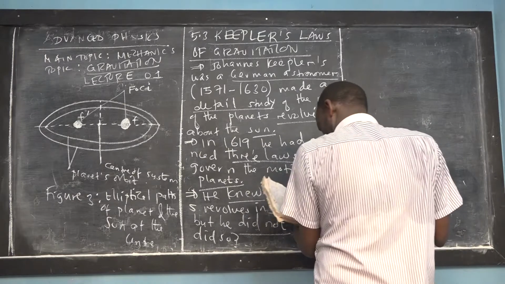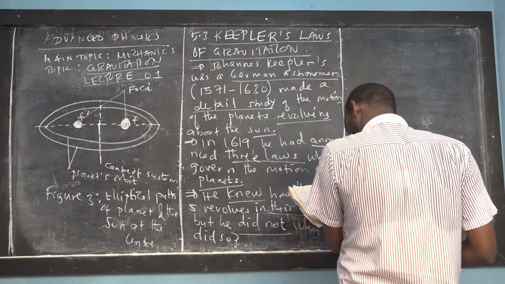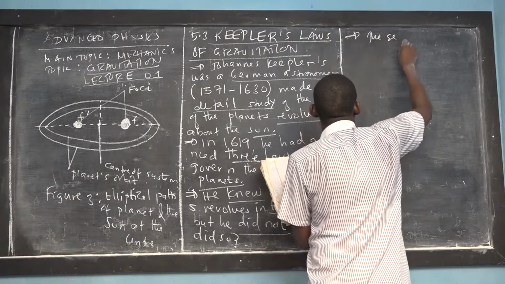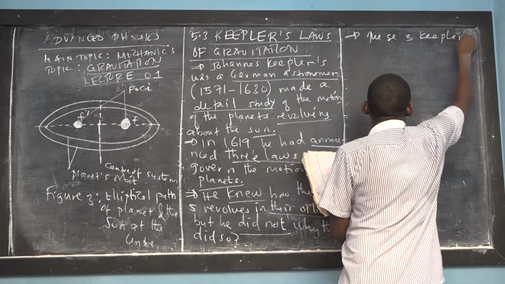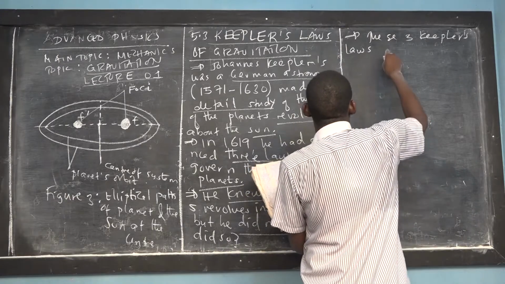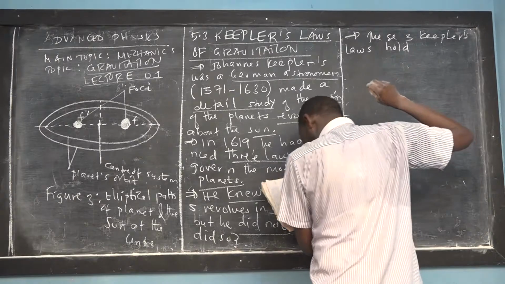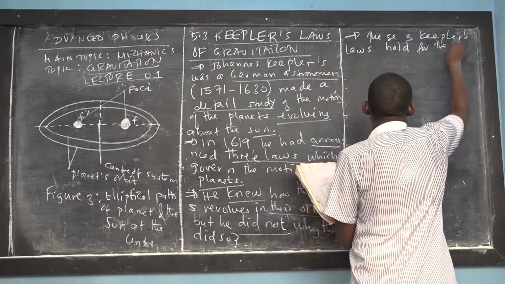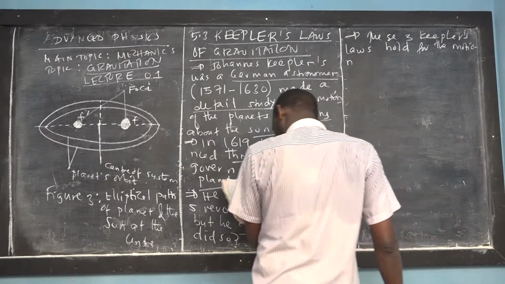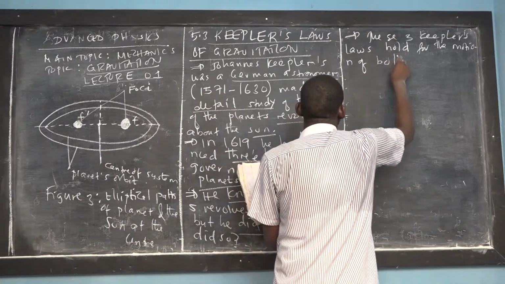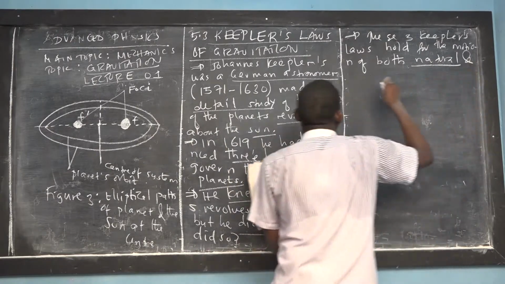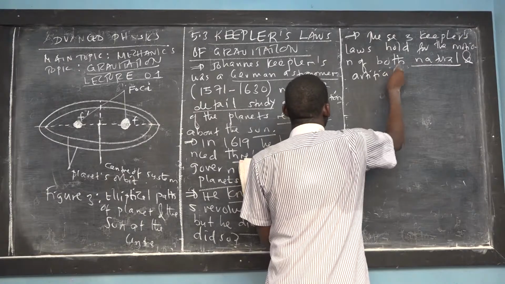So let us start now. Before we start, these three Kepler's laws hold for the motion of both natural and artificial satellites.